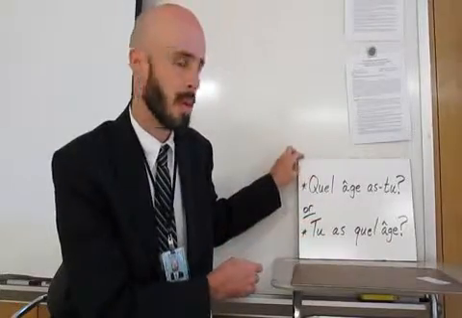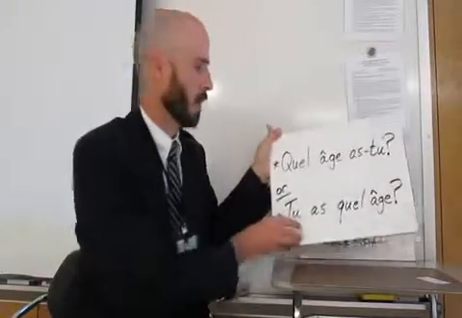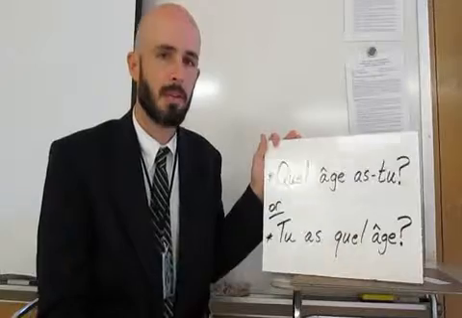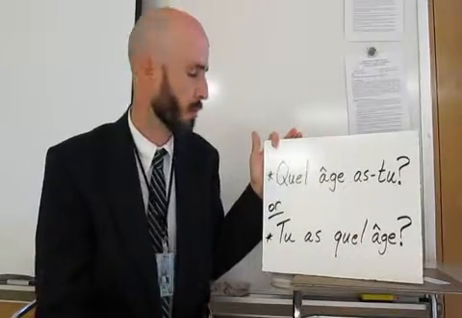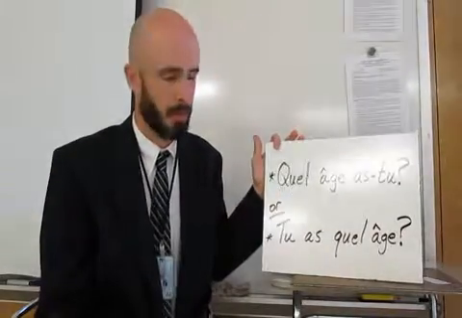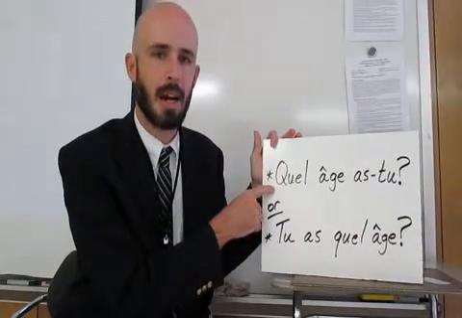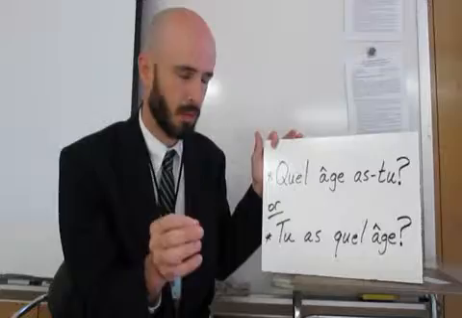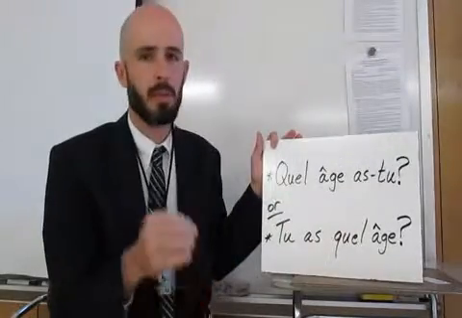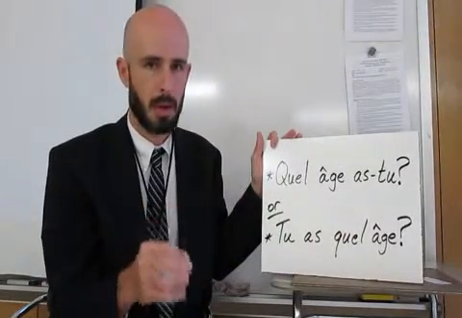Now, asking about age. You have two ways of asking for somebody's age on familiar terms. The one I prefer is quel âge as-tu? I'll teach you this soon. We're actually using the verb to have. We're talking about age.